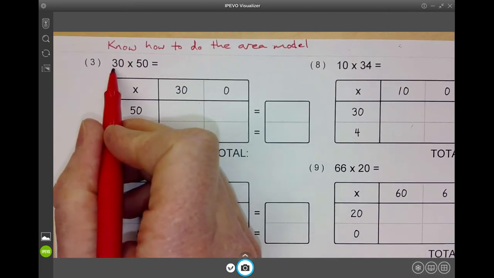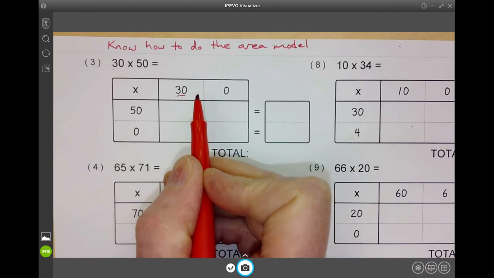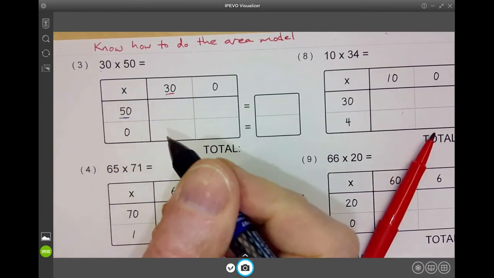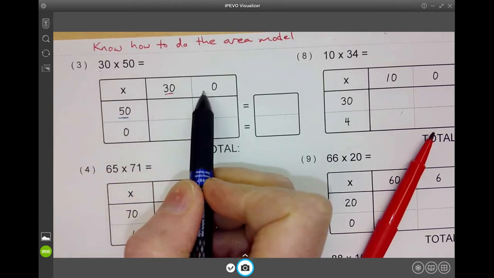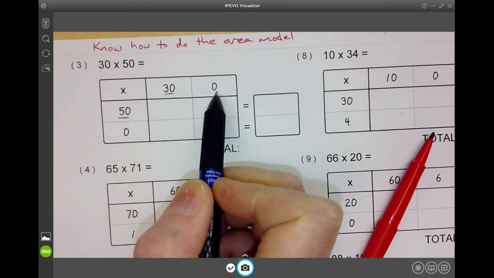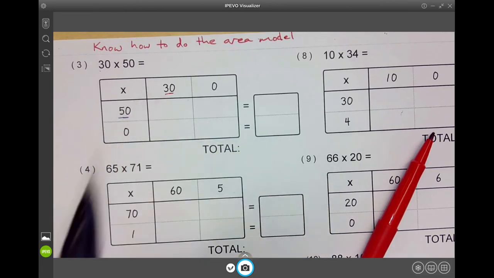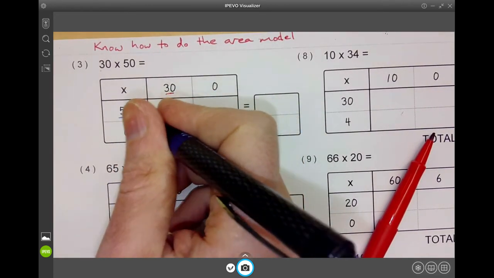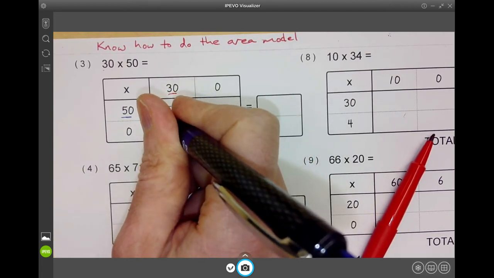Okay, so we are doing 30 times 50, and they have set it up for you. 30 is right there, and 50 is right here. The thing about this, though, is 30, we're not going to break it up, and there's no ones, so there's just a 0 here. So 3 times 5, remember you can always use your chart. 3 times 5 is 15. I've got the 0 there, so this is 1,500.